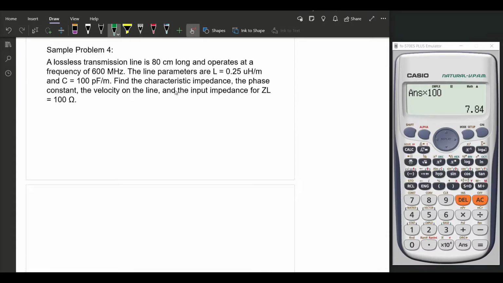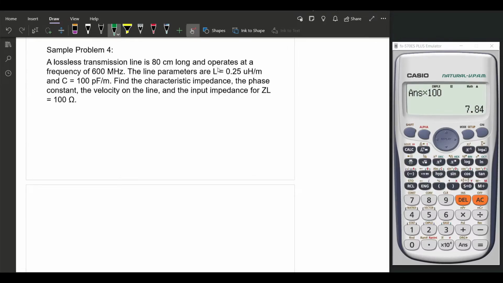So a lossless transmission line, 80 centimeter long, and operates at a frequency of 600 megahertz. So the line parameters are 0.25 microhenry per meter, and C is 100 picofarad per meter. So find the characteristic impedance, the phase constant, the velocity of the line, and the input impedance for ZL of 100 ohms. So marami siyang kailangan computin. Okay, so let's compute one by one. So the first one is the characteristic impedance.